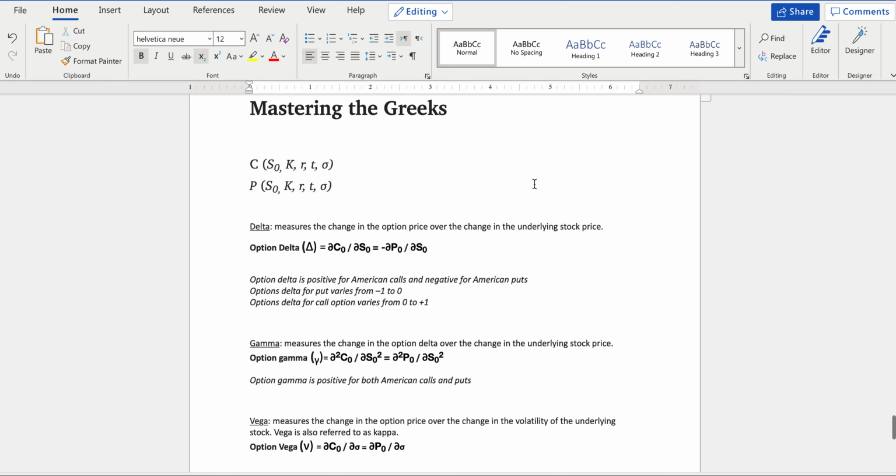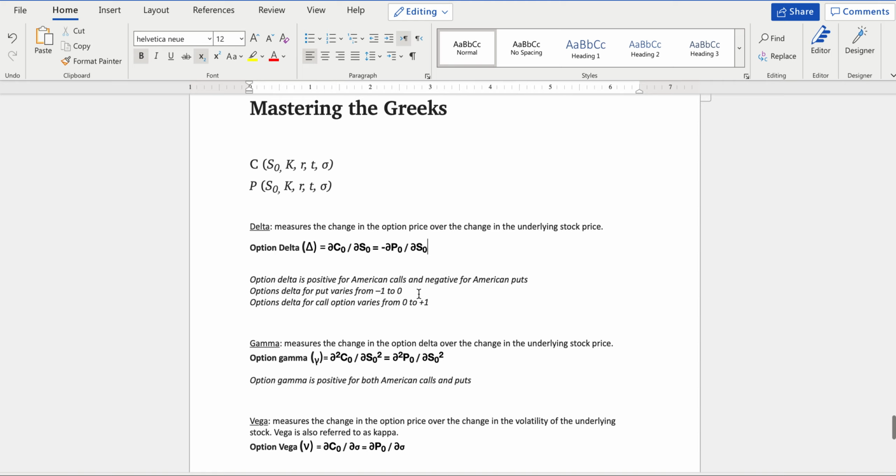Moreover, the delta varies between 0 and 1. However, for a put option, because of the inverse relationship with the stock price, we have to use a negative 1 here to reflect that negative correlation. That is why we say that option delta for a put varies from -1 to 0.